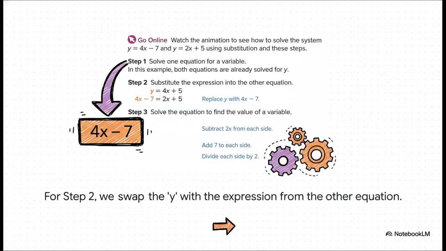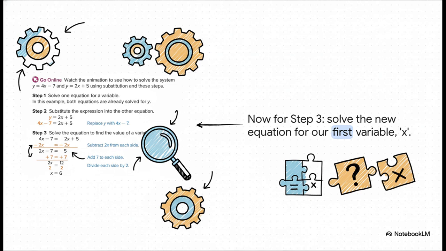And now for the magic, right? Step 2, the actual substitution. Since both of these things equal y, they must equal each other. So we can just set them equal. We take the 4x minus 7 from the first equation and swap it in for the y in the second. And boom, 4x minus 7 equals 2x plus 5. Did you see what just happened? We went from an equation with two variables down to an equation with just one. That's the whole point. And from here on out, it's actually pretty straightforward.